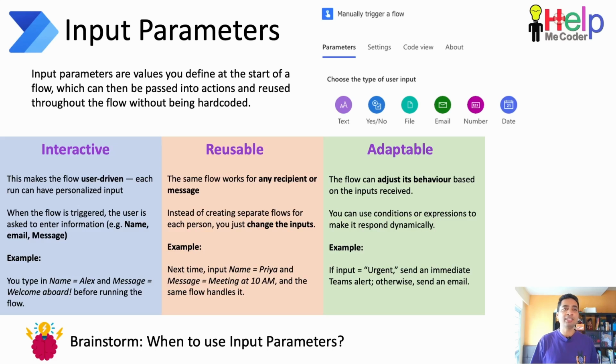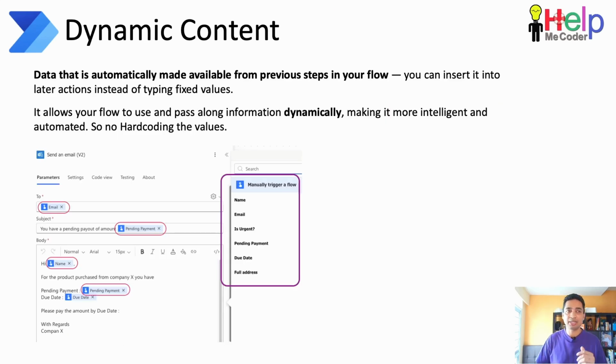Later we'll be seeing a demo on the input parameters in combination with dynamic content. This is an important point because dynamic content is something which allows your data to be available from a previous step in your whole flow. Your flow can consist of many steps and many actions, so one action can refer to some data in your previous action. That is done using the dynamic content. This makes your flow dynamic, so you don't need to hard code in your flow.